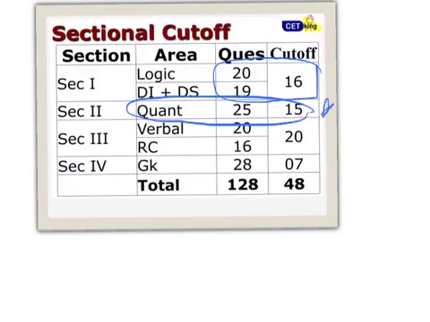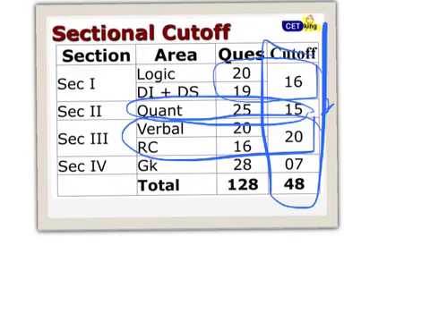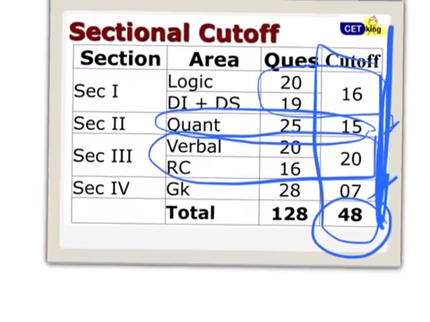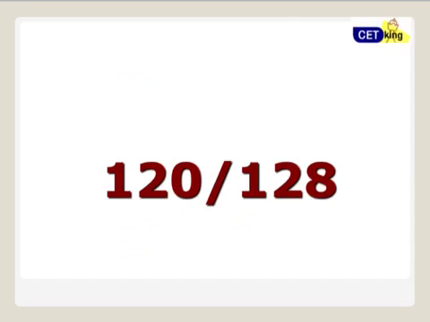Quant is the main area. The cutoff will be around 15. For verbal and RC combined, you have to solve around 20 questions right. For GK, out of 28, around 7 questions should be done. So the total 48 marks you need will be this rough breakup of each of the sections. So please pause the video, pick up your pen and paper and note down all these things.